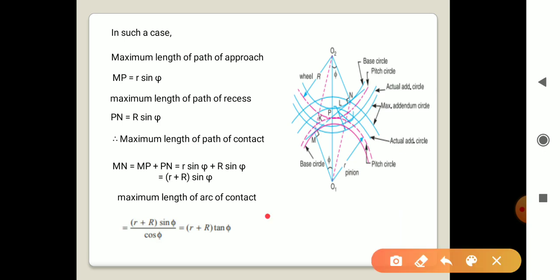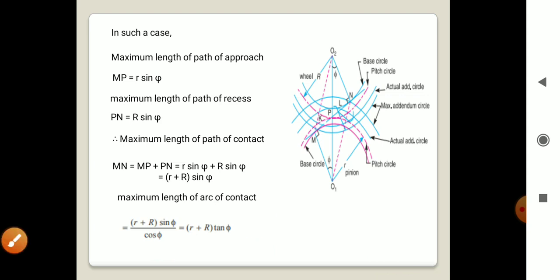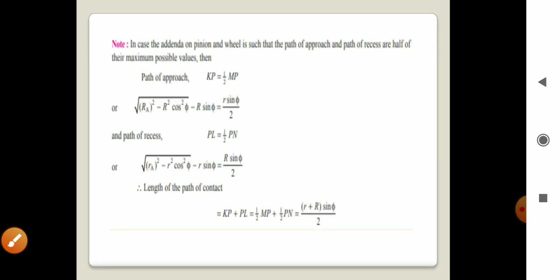So the maximum arc of contact is small r plus capital R into sine of phi divided by cos of phi. Sine of phi divided by cos of phi is tan of phi. So we directly get the maximum length of arc of contact equal to small r plus capital R into tan of phi.